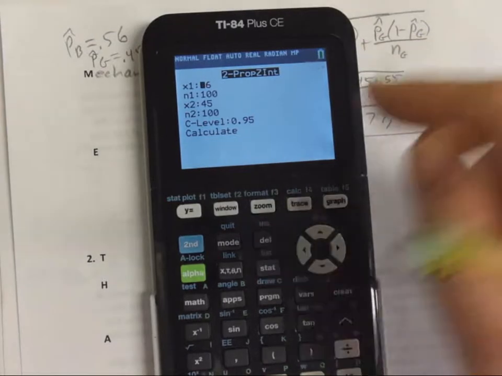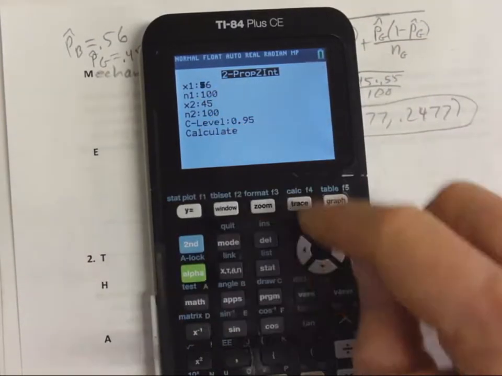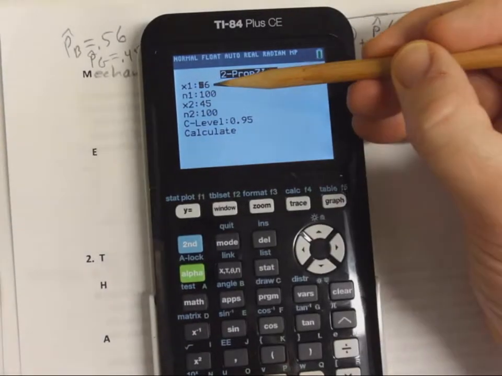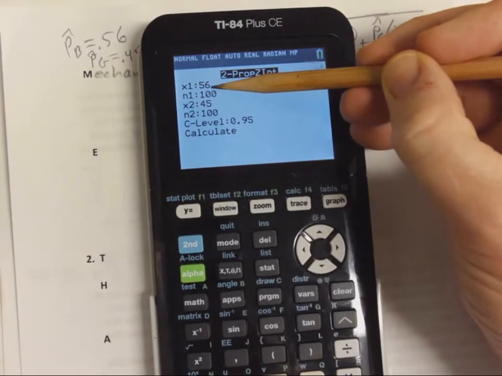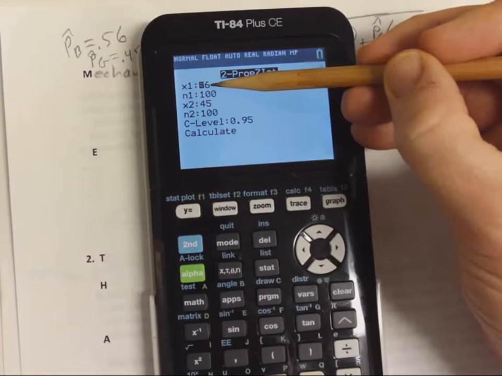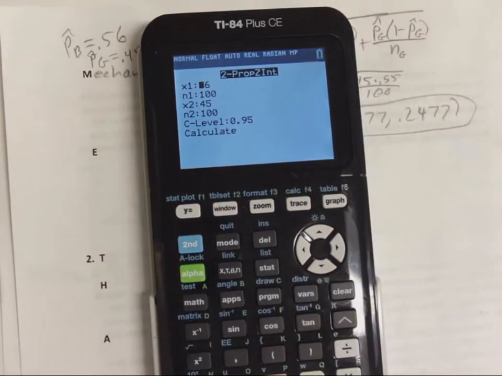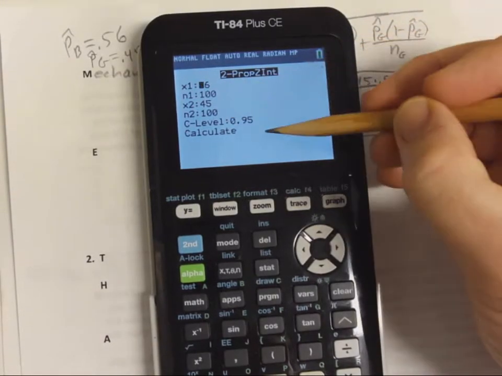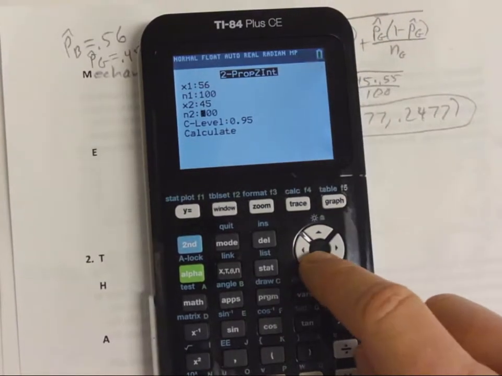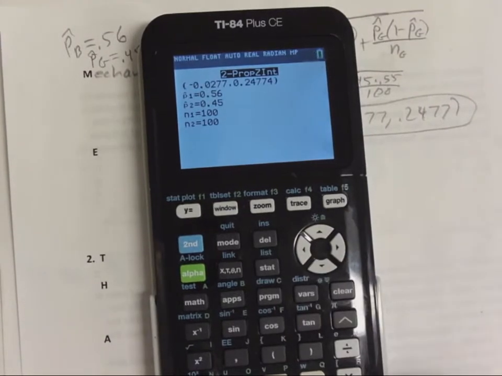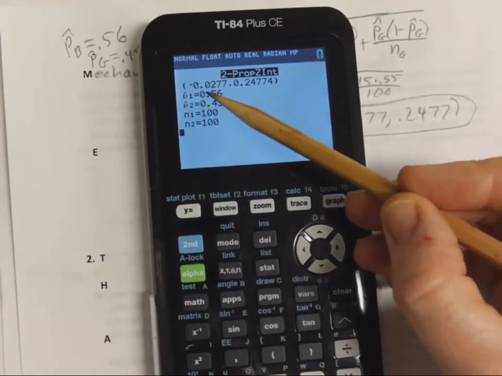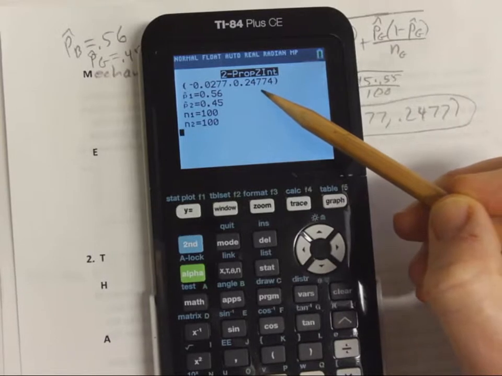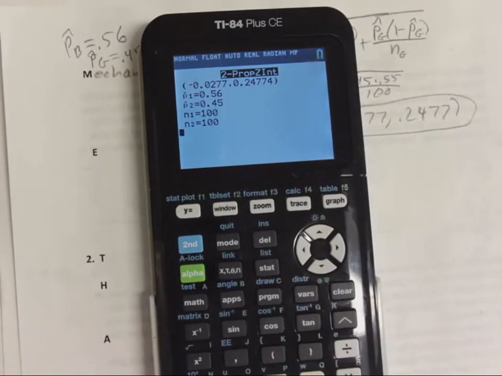You can tell I've practiced this. So this is 56 out of 100. Remember, these have to be integers. You can't put 0.56 there. That x is your number of successes. And so it's 56 out of 100. Frequently in this problem, they won't give you the x, they'll give you the p hat. And if they do that, multiply it by the n to find your x. They have to be integers. And then there's my confidence level of 95%. And so there we go, there's my confidence interval. And of course, this doesn't have units, it's a proportion.